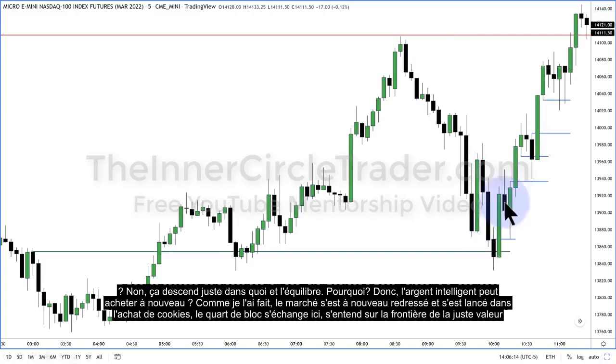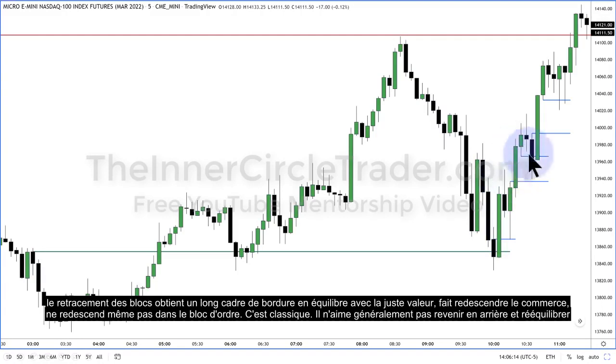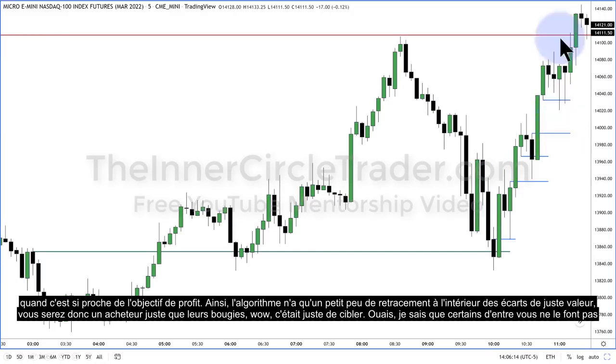Order block, trades through it here. Get long. Fair value gap. Order block, retracement, get long. Order block, imbalance with the fair value gap, trades back down, doesn't even come back down into the order block. This is classic. It generally doesn't like to go all the way back and rebalance when it's that close to the profit objective. So the algorithm only has a small little retracement inside the fair value gap, so you would be a buyer. Just that candle's low. And it runs right to the target.